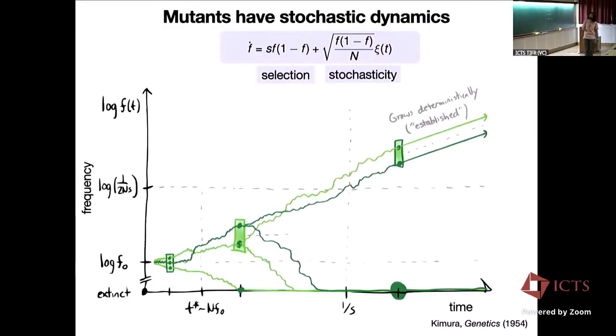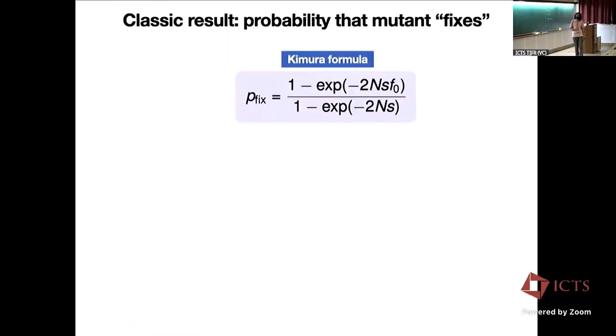And typically, what you're trying to do is look at the frequency of a mutant with time. The mutant typically starts here at very low frequency at very early times. There are many different stochastic realizations of these trajectories. And what you're asking is, what fraction of trajectories reach up at the top at a frequency of 1 and fix? And the classic answer to this has been given by what is called the Kimura formula. So you can analytically compute the probability that the mutant fixes in terms of S and N and the initial frequency.